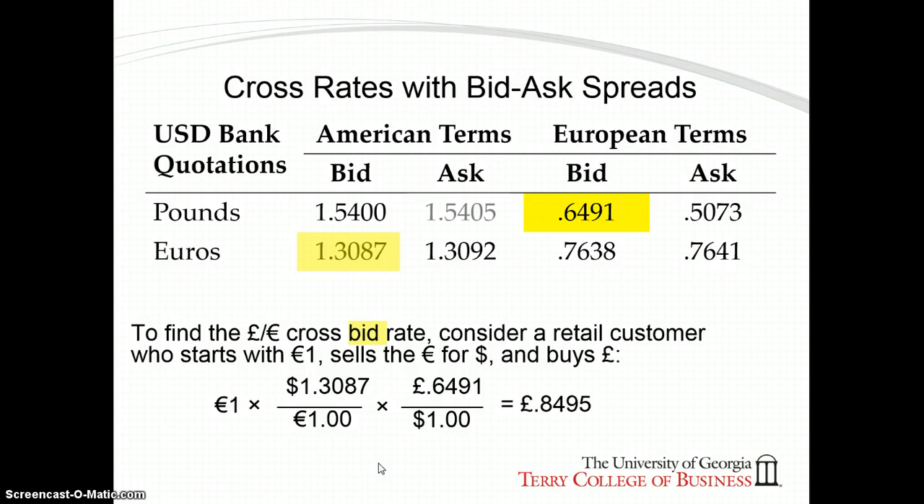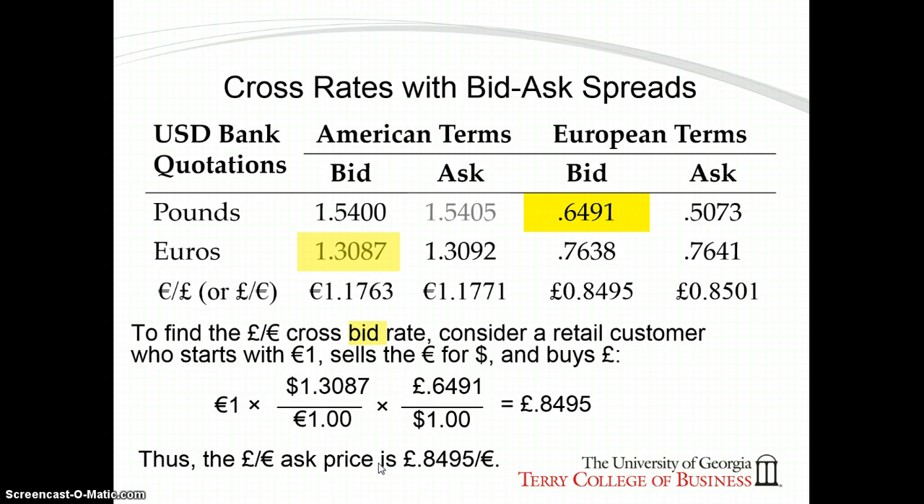is to determine the American term ask price for the cross rate. Simply take the reciprocal of that value, 0.8495 pounds per euro, and there's our calculation, and you get the euros per pound ask price of 1.1771, and we've added that to the table as well. So now we have all of the bid-ask cross rates in both American terms and European terms.